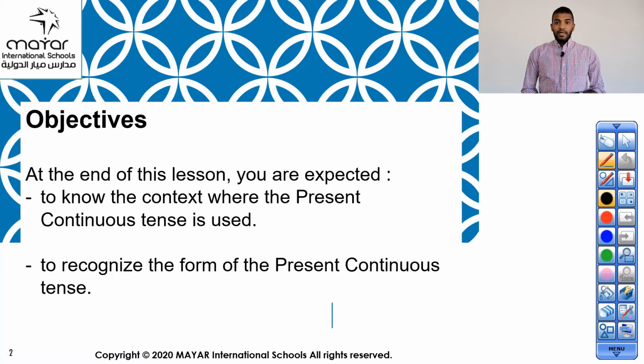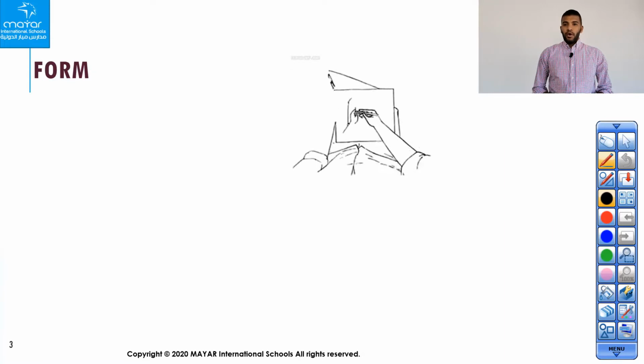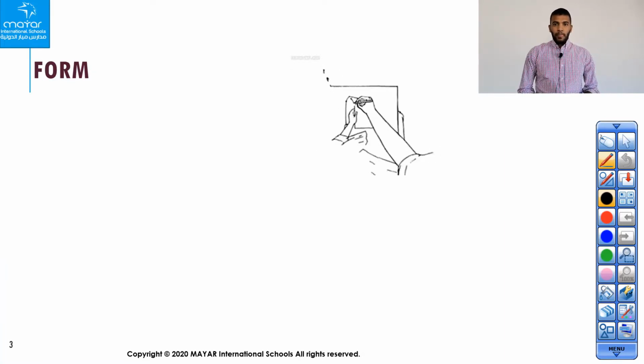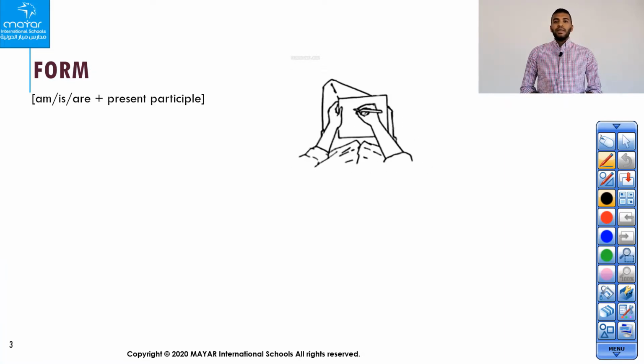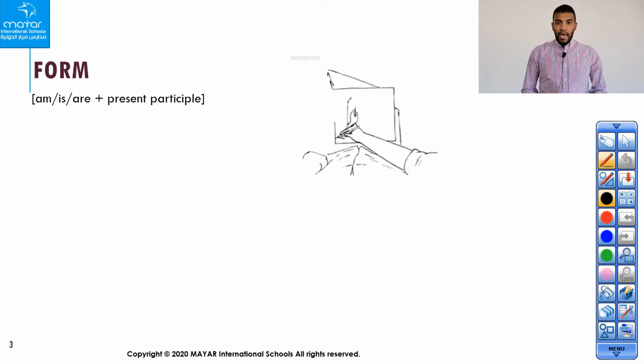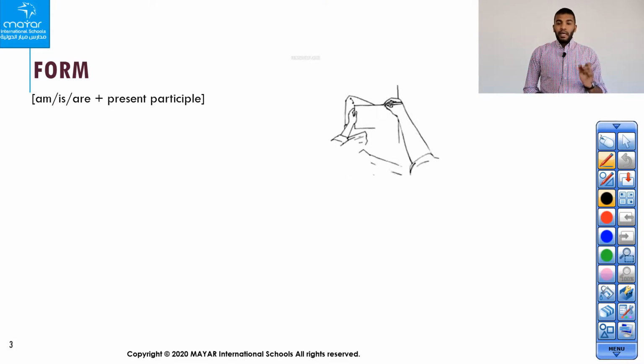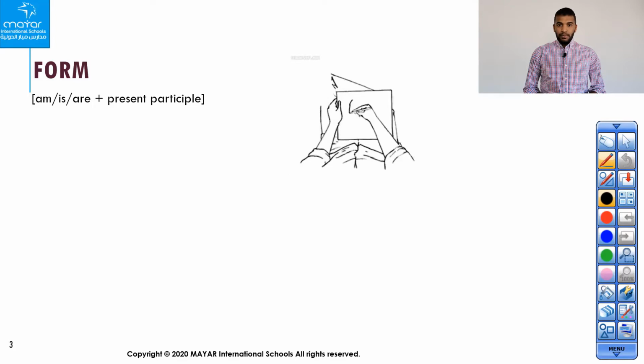At the end of this class, you are expected to know the context where the present continuous tense is used and to recognize the form of the present continuous tense. First of all, how do we form the present continuous tense? Now, the present continuous tense is formed by having the verb to be followed by the present participle.